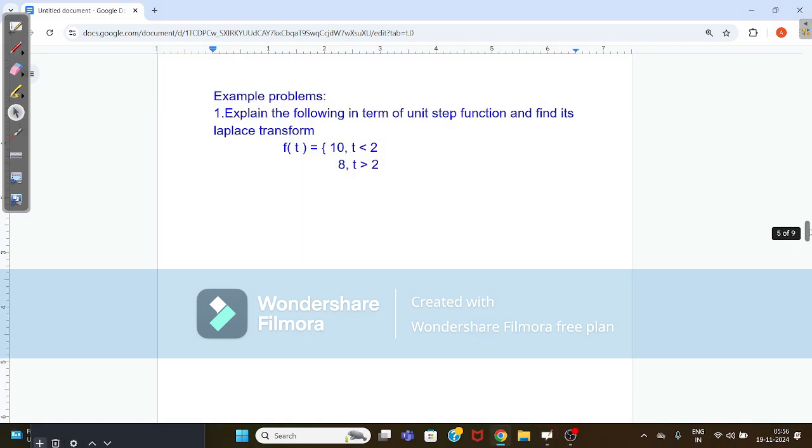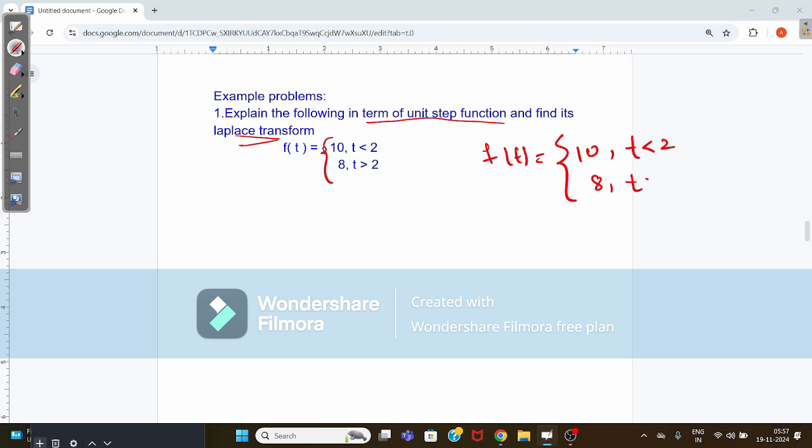Now comes to some example problems. Explain the following in terms of the unit step function and find its Laplace transform. Okay, this is the example problem. We have f of t is equal to 10 if t is less than 2, and 8 if t is greater than 2.